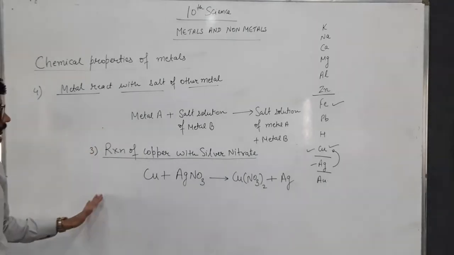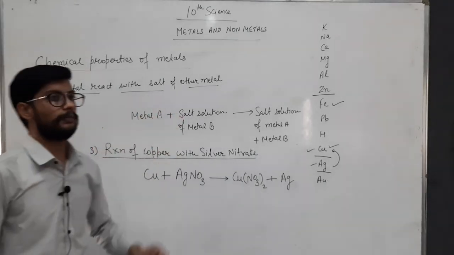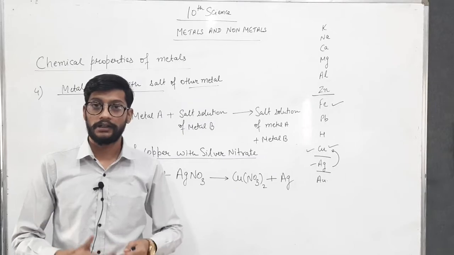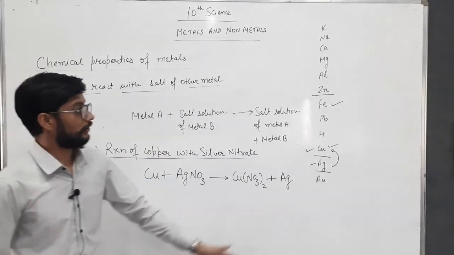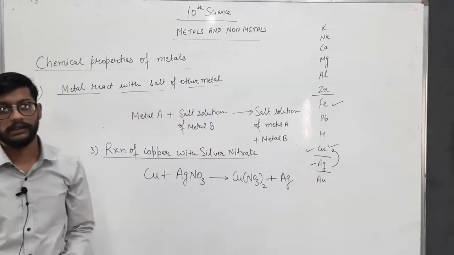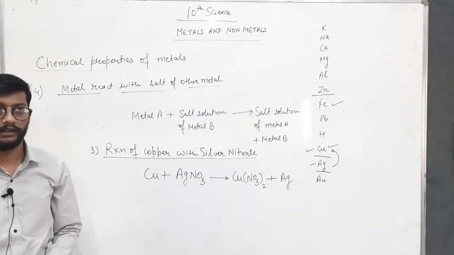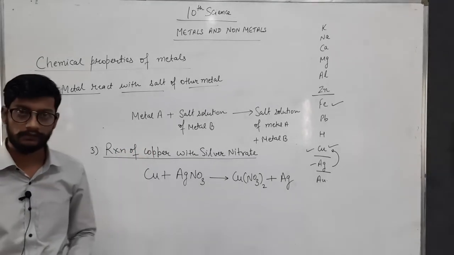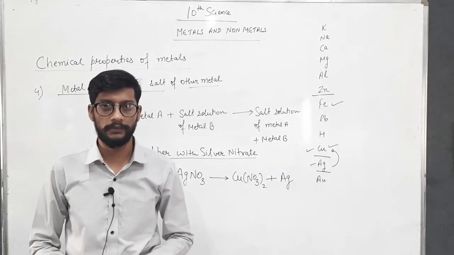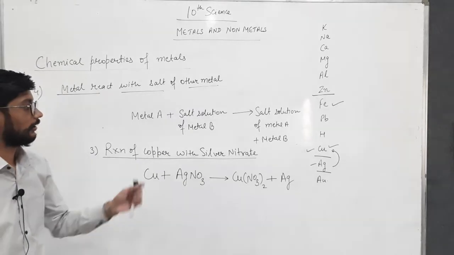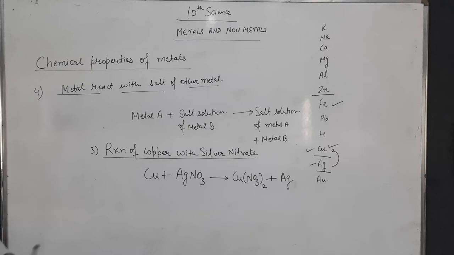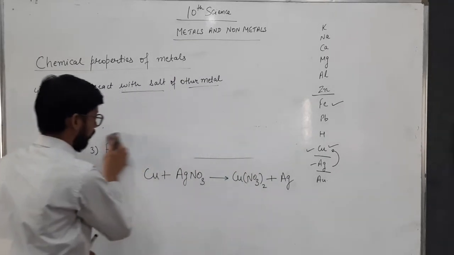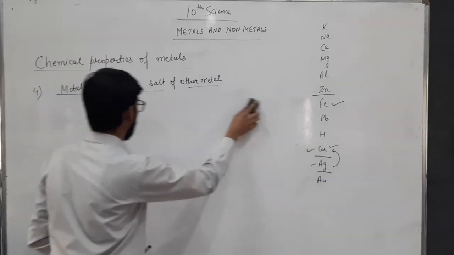So these are some of the examples in which metal A will displace the metal from the salt solution, if metal A is more reactive than metal B. This is from where you can check whether a metal is more reactive than the other metal. If metal A is not more reactive than metal B, it will not displace the metal and no reaction will take place. This is all about the fourth chemical property. So let us discuss one numerical based on it.